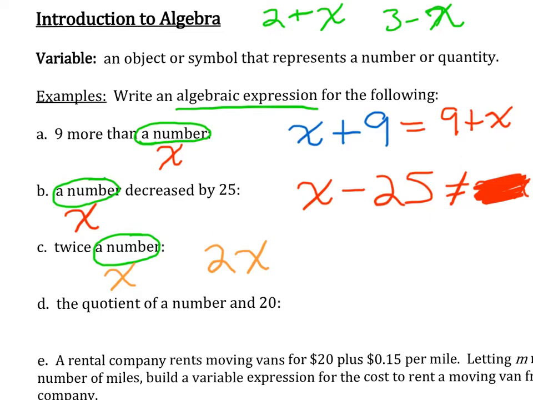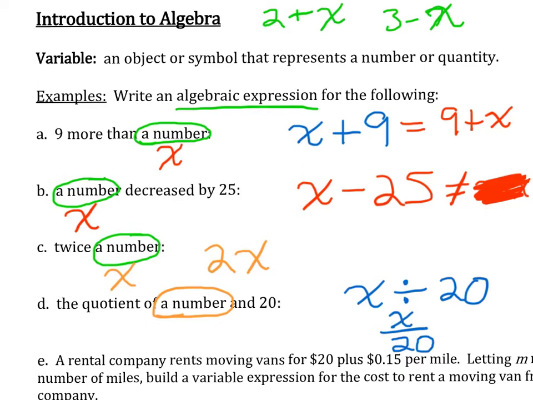Part D, the quotient of a number and 20. There's that a number stuff again. Quotient means division. So if I'm going to have a quotient of a number and 20, I'm going to have to take that number and divide it by 20. One thing that you're going to start to see is that instead of using this division symbol, we're pretty much going to be using fractions for division. But these examples show addition, subtraction, multiplication, and division, and how they may be written in words and how we can translate them into algebraic expressions.